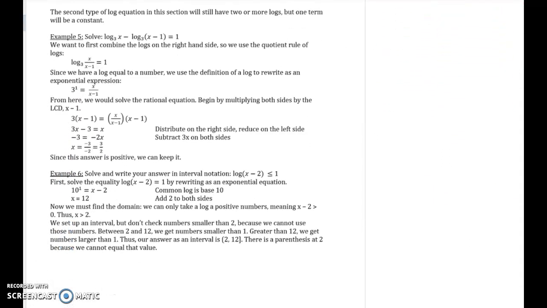Example number 5, same idea, using my rule of log. Now we're having log of a minus log of b, and you know that log base c of a minus log base c of b is equal to log base c of a divided by b.